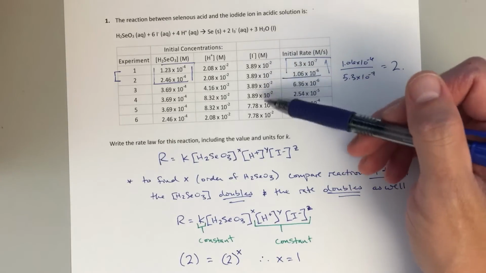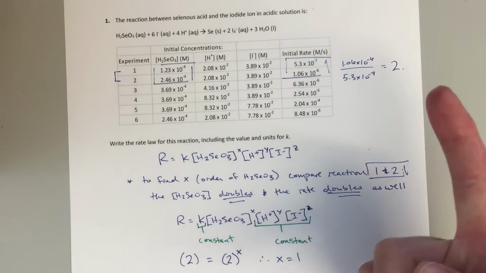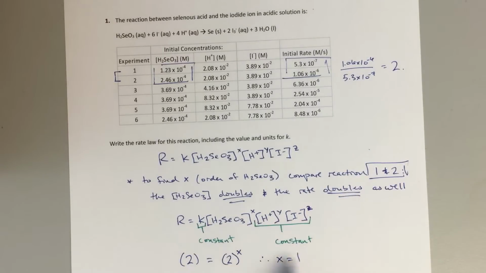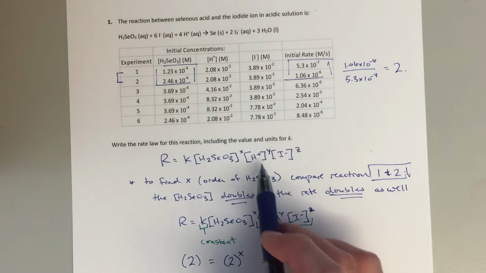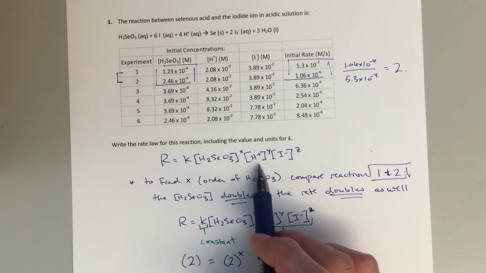Figure out which experiment only has one thing changing, and then utilize that information to solve for the order. And we need to do that for every single one of these. So the next step would be to find the order in Y. I want to find two experiments where the only thing that's changing is my concentration of H+.